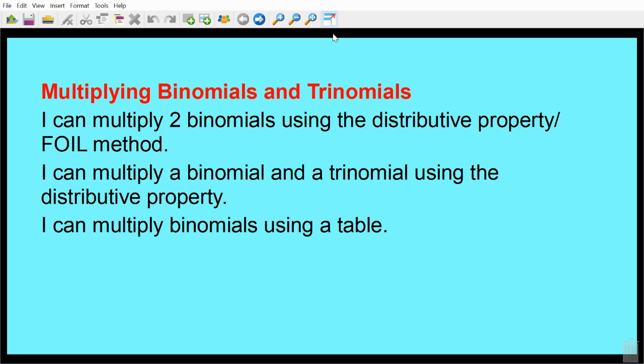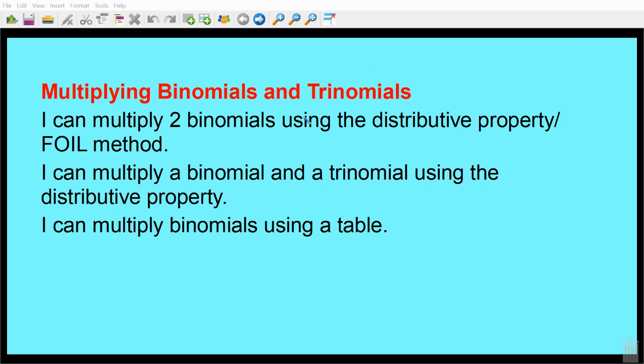So three real targets we have here. I can multiply two binomials using the distributive property / FOIL method. You'll see what I mean when I talk about that. I can multiply a binomial and a trinomial using the distributive property. And I can multiply binomials using a table. So we're going to look at the same thing in three different ways. If you understand the distributive property, you're going to be in real good shape.